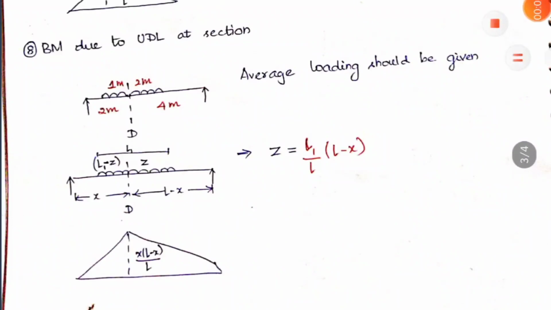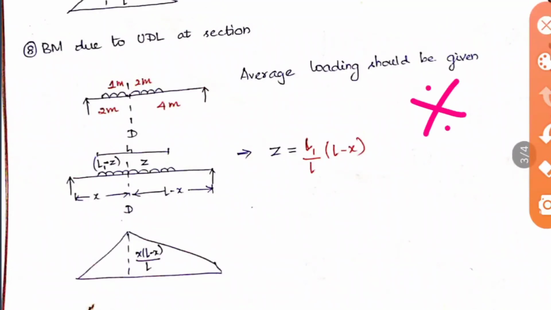The next thing is the bending moment due to UDL at a section. This UDL you cannot place just anywhere on the span. You cannot directly place it in the center or at the ends. There is a condition for this, that is the average loading should be given. First let us see the example so that it will be easy for you, then you can study the formula.